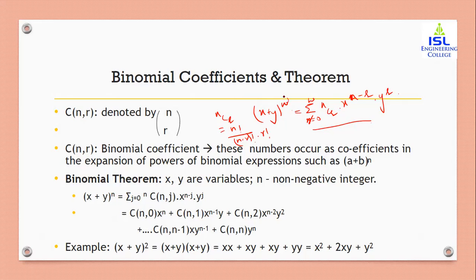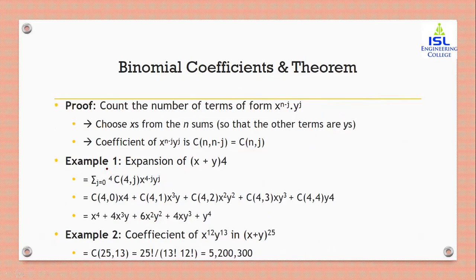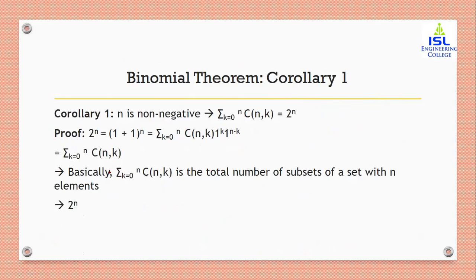But if in case this value, instead of being a non-negative integer, is a real number, then in that case we have a formula given with the help of generating functions. So let's see that. This problem can be solved by you: (x plus y) power 4, coefficient of x power 12 y power 13. So please solve it on your own. I'll directly proceed to the extended binomial theorem.